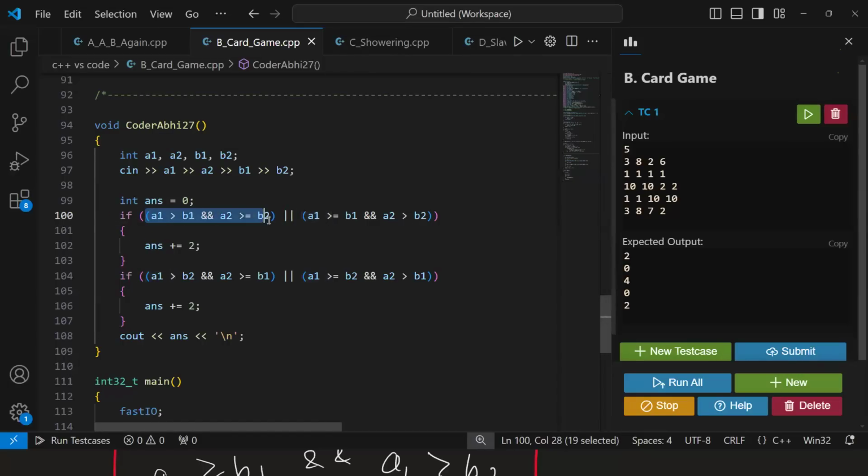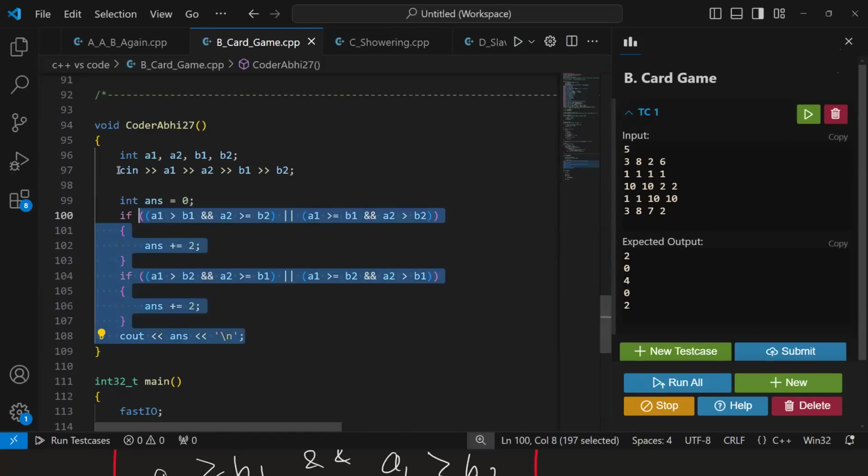So we just checked either this condition is satisfied or this condition is satisfied, then add a +2 to our answer. And if this is satisfied or this is satisfied, add a +2 to the answer and print the answer. So I hope the problem is clear now.